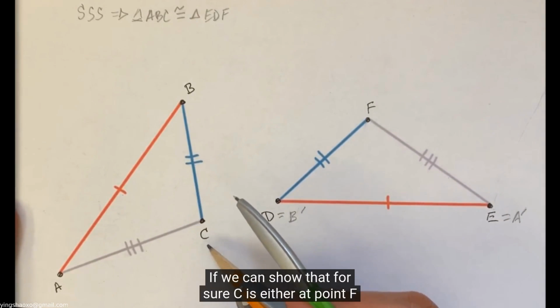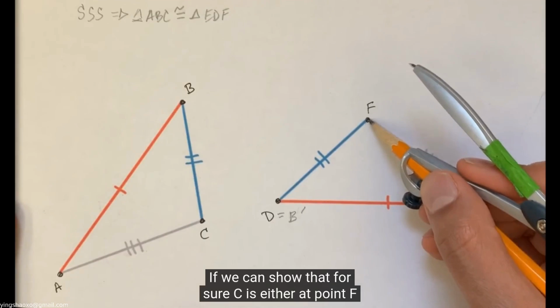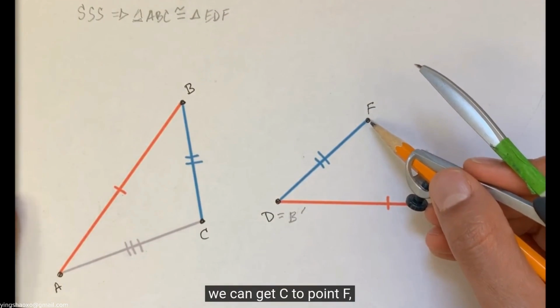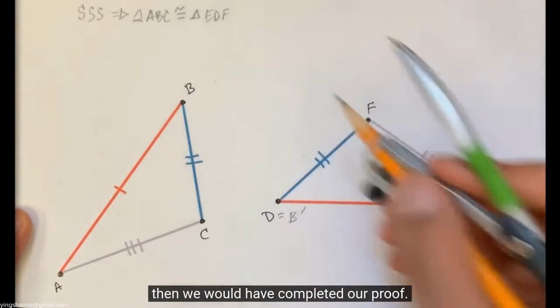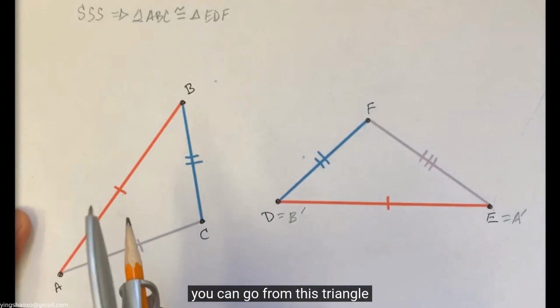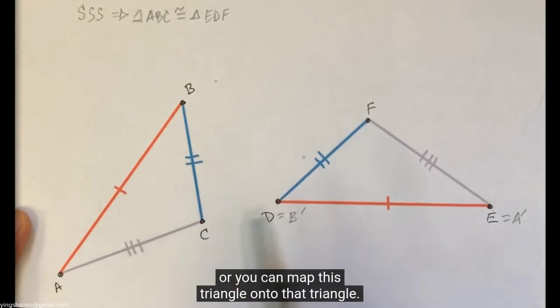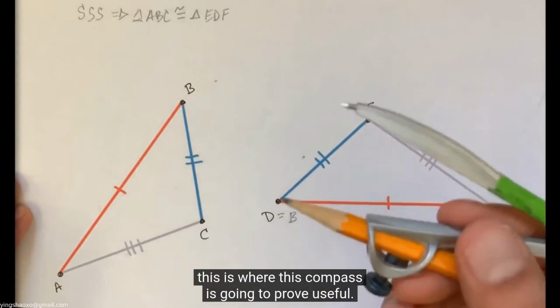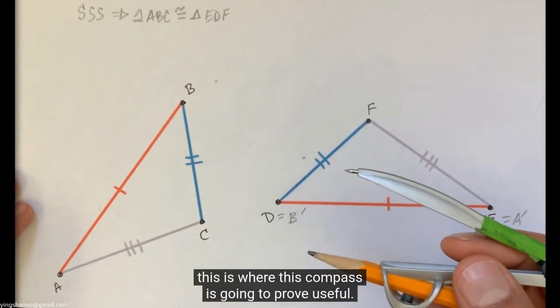If we can show that for sure C is either at point F or with another rigid transformation we can get C to point F, then we would have completed our proof. We would have been able to show that with a series of rigid transformations you can map this triangle onto that triangle. And to think about where point C is, this is where this compass is going to prove useful.